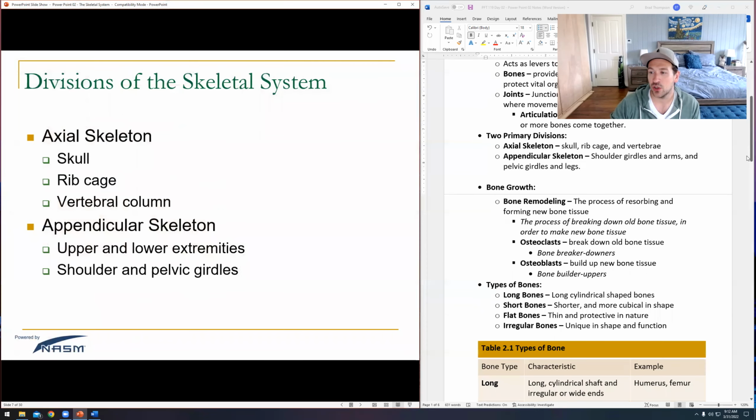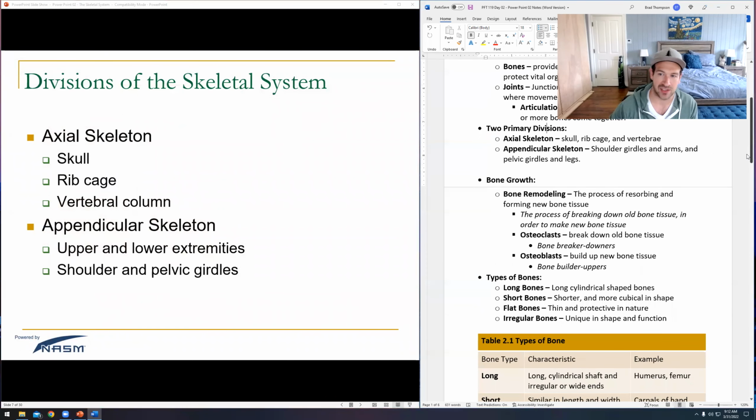So we're going to see two primary divisions in our skeletal system, right? We are going to have our axial skeleton, that is sort of along the axial line, so in the center of everything, right? That's going to be your skull, your rib cage, and your vertebrae, right? So we look at axial versus appendicular. You can kind of see the two different versions here, right?